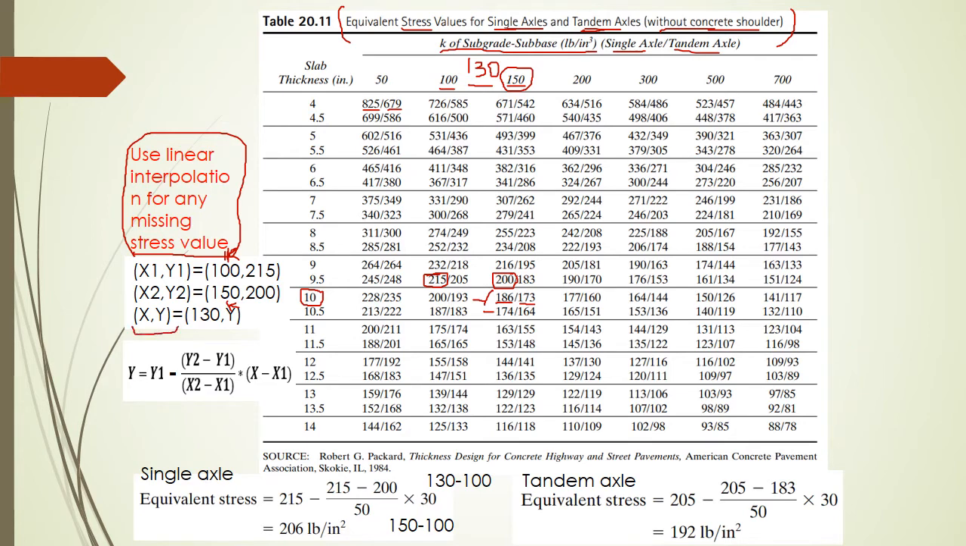طيب الاكس والواي بتوع البوينت اللي أنا عايز أحسب عندهم، أنا عارف الاكس اللي هو ال 130 ده المودولس أوف سب جريد، وعايز أجيب الواي ساعتها الستريس فاليو بتاع السنجل. قال لي والله الايكويشن بتاعت الواي y equal y1 minus (y2 minus y1) over (x2 minus x1) multiplies (x minus x1). هعوض تعويض مباشر في الرول ده، هيحسب لي الستريس عند 130 و 10 inches، آسف 9.5 inches، هيكون 206 pound per inch square للسنجل اكسل. نفس الكلام هعمله للتاندم اكسل، بس ساعتها الواي 1 والواي 2 هيتغيروا، هيبقى واحد ب 205 والتاني ب 183.